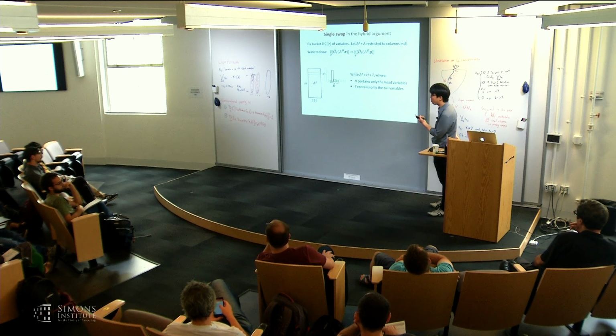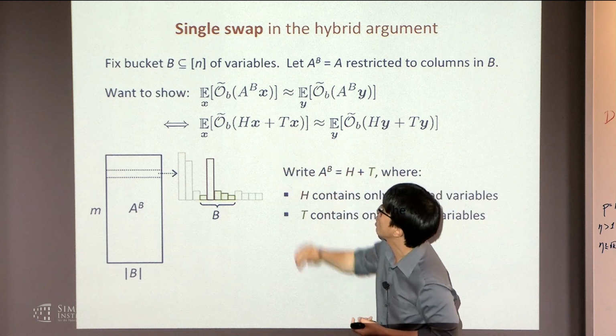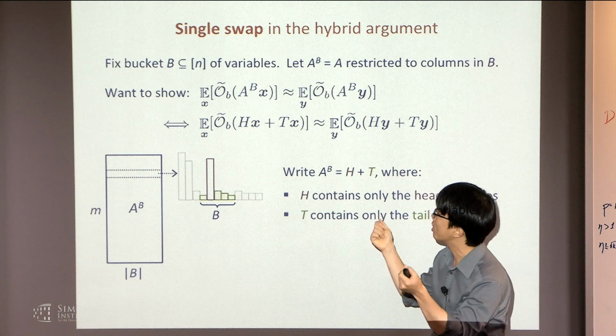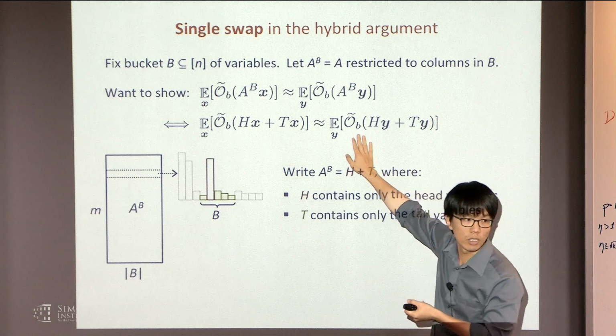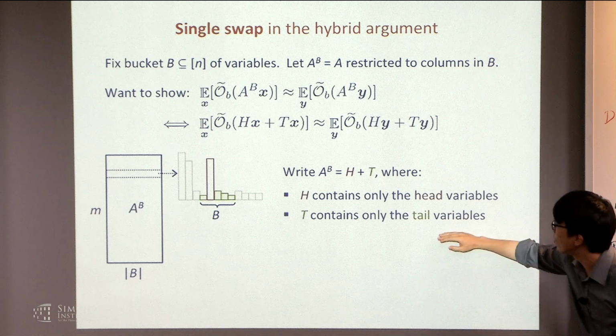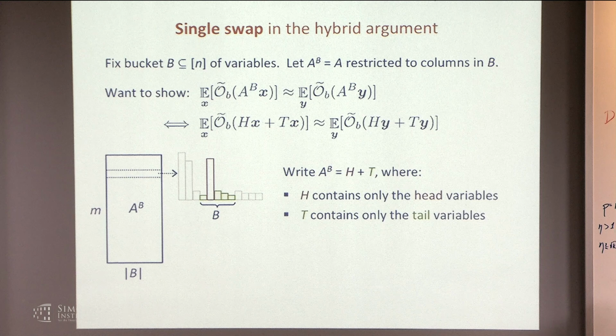Okay, and I'm going to write A restricted to B as the head variables plus the tail variables, just a sum, this sort of disjoint sum. So given this, nothing is happening here. I'm writing A restricted to B as the head part plus the tail part. And my goal is to show that hx plus tx is close in expectation to hy plus ty with respect to this test function, or this distinguisher, which roughly speaking behaves like an orthant. Yes? So just to be clear, that H is like the union of all the head variables? Exactly. So every row is sparse, but every column may have a 1. It may cover all of n.